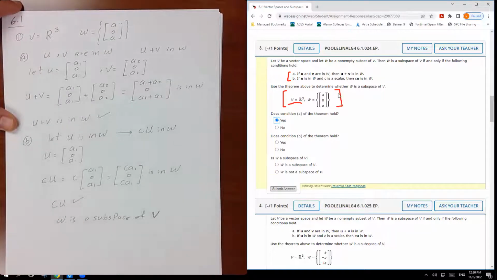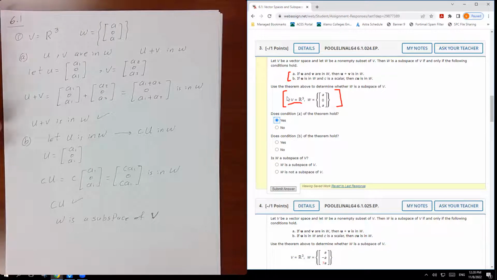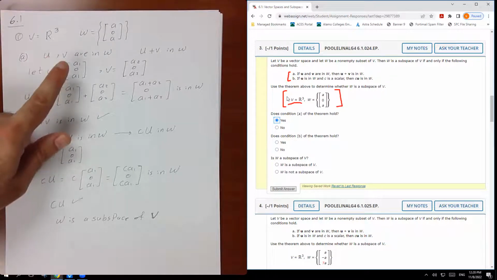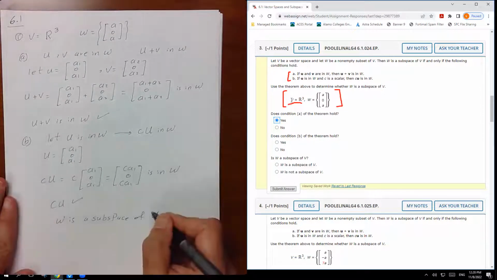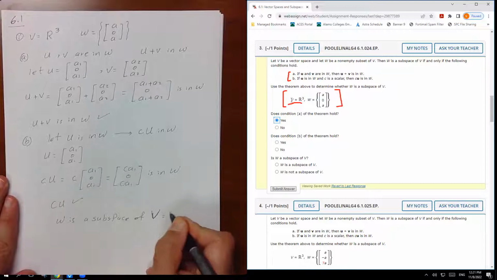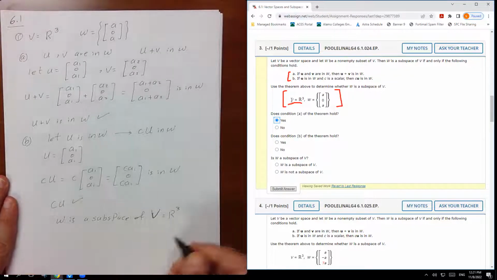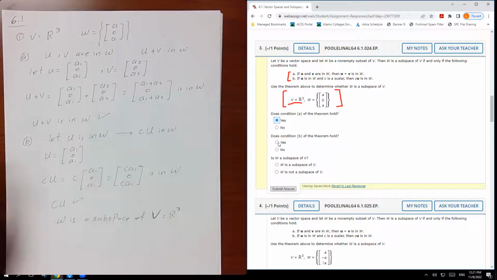V, which is this vector, R3. I'm not talking about this vector V. No, I'm talking about V as R3, which is equal to R3. So in this case, the second condition is satisfied, and we're going to say W is a subspace. That's what we need to do in almost all these examples. Let's check that.